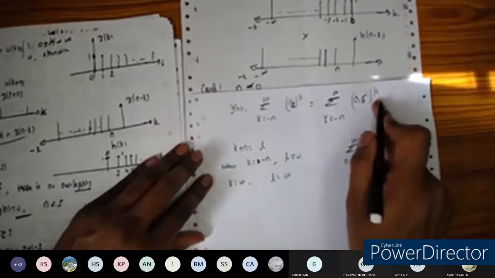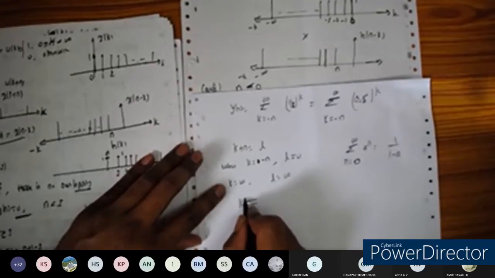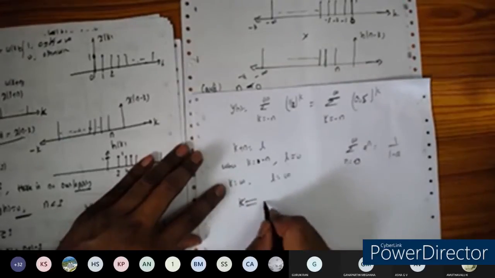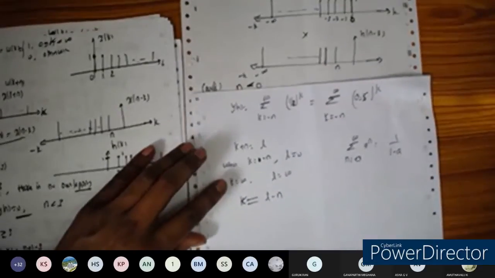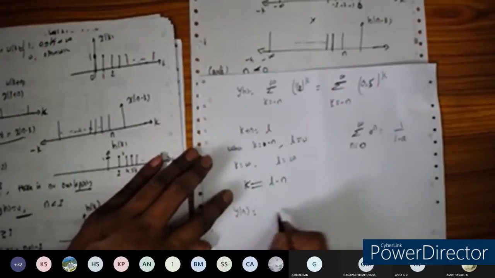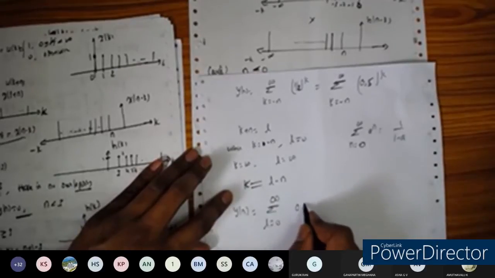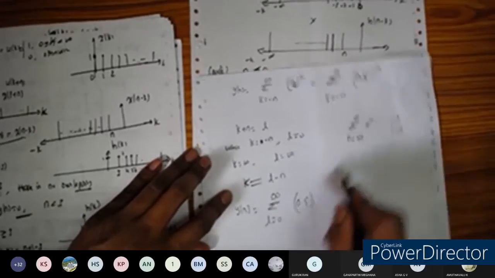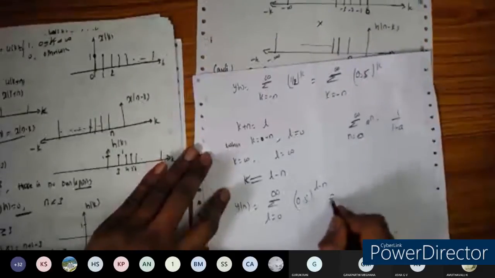Now we need to find the value of k. From this, k will become L minus n. Let us substitute everything in this summation. So y of n is equal to summation, L taking the value 0 to infinity, of 0.5 to the power of, in place of k, L minus n.